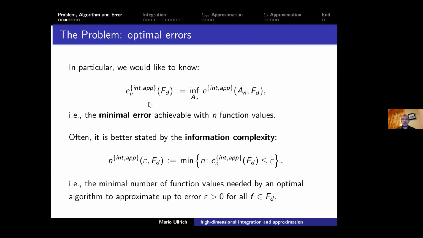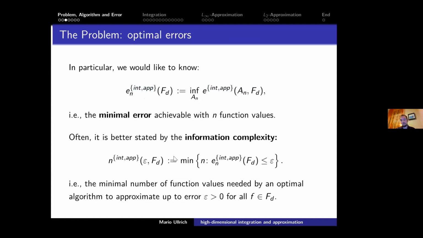Okay, so what do we want? We want to find the best algorithm. So again, I'm writing int or app, depending if I'm interested in integration or approximation. So I want to know what is the minimal error that's achievable with n function values. So I consider the quantity from the last slide, the worst case error of one algorithm, and then I'm taking the infimum over all what I consider algorithms. Okay, as I just said, it's enough to consider linear ones here.